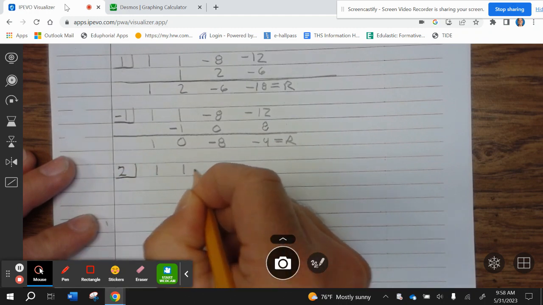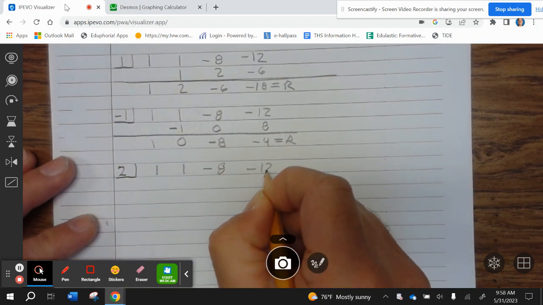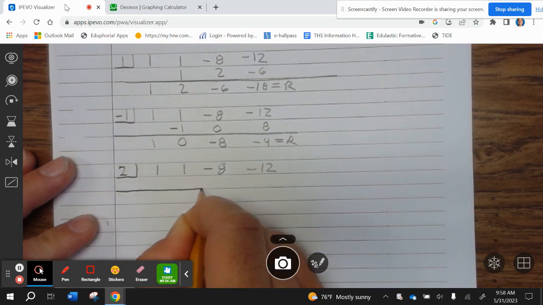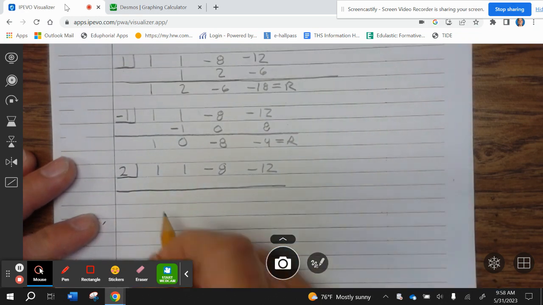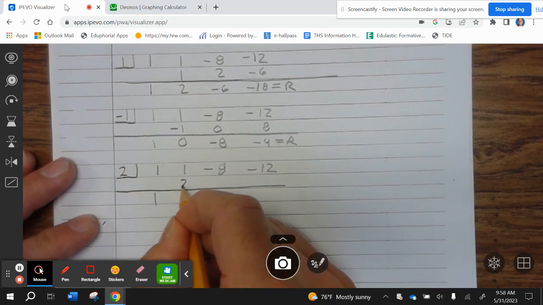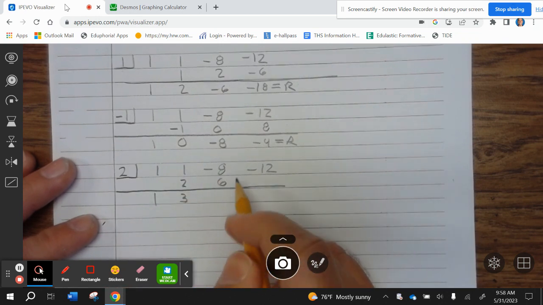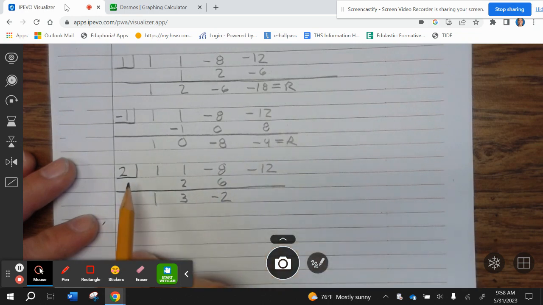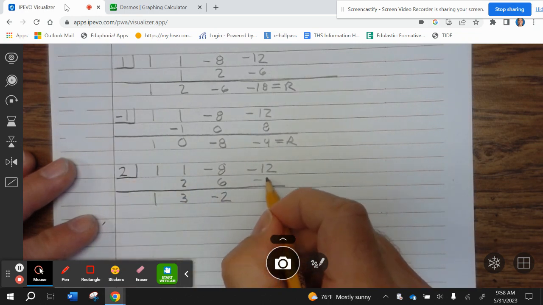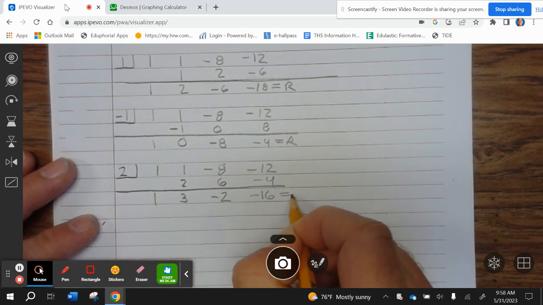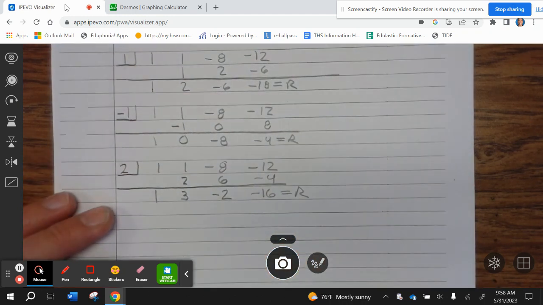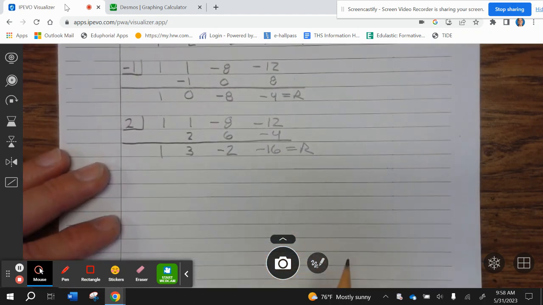Bring down the 1, 1, -8, -12. Bring down the 1. 1 times 2 is 2. 1 and 2 is 3. 2 times 3 is 6. -8 and 6 is -2. 2 times -2 is -4. That's -16. Remainder, so that doesn't work. So now let's try -2.